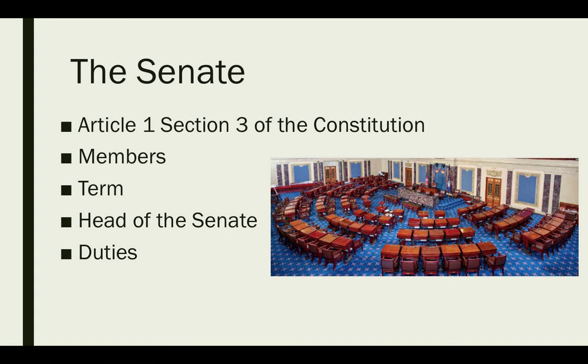They are also the jury in case of an impeachment trial. As jury, they review the evidence. They look at what the crime at hand is. Before the president can be impeached, there has to be a trial, and that jury is the Senate.